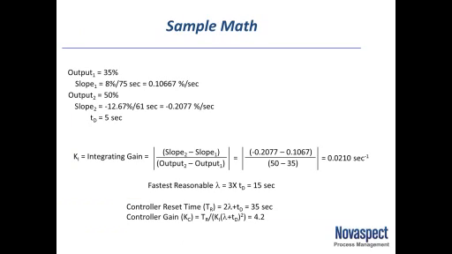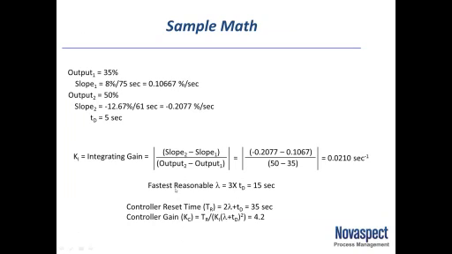This is the sample math page. I won't step through all of this other than say my first step is to calculate an integrating gain, change in slope divided by change in output. So you can take the numbers from this page, work through and see if you come up to the same numbers I did.